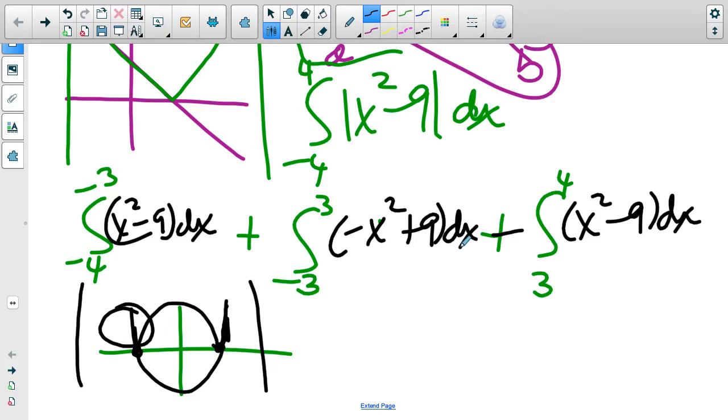So absolute value doesn't always make a V. Absolute value of x always makes a V, and variations of that. Does absolute value of x squared, of quadratics, always make a W?